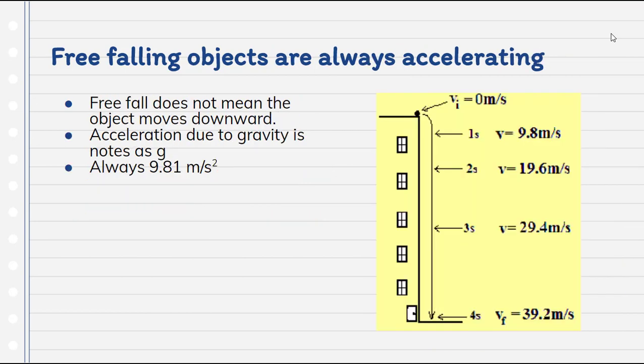Free fall doesn't always mean objects move downward. We can move objects upward as well. Acceleration due to gravity is always noted as g, and the acceleration is always 9.81 meters per second squared. So if we drop a ball off a building, not taking into account air resistance, after 1 second, the ball would be moving at a velocity of 9.8 meters per second. After 2 seconds, 19.6. After 3 seconds, 29.4. The acceleration is increasing the velocity. With gravity, it's always 9.81 meters per second squared.